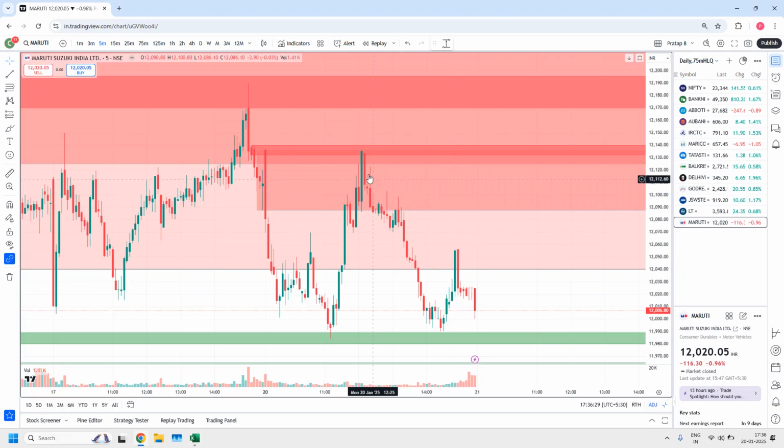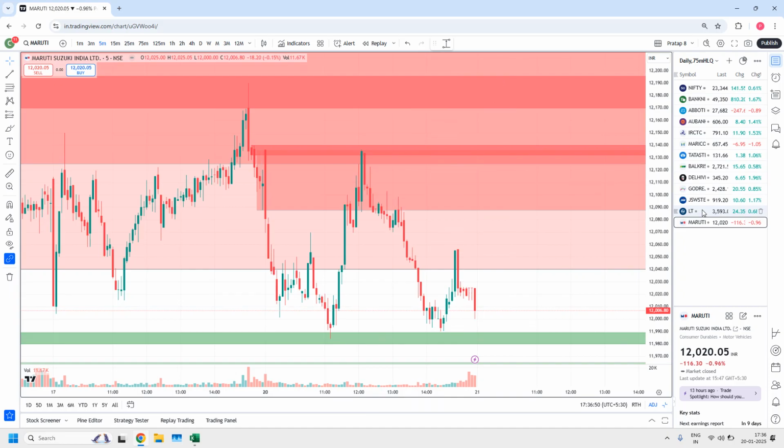And not only that, see how sharply it moved. We got the trade at 12 o'clock, the 12 o'clock 5-minute candle, and it reached the target at 2:25 in the afternoon. In less than 2.5 hours, the trade is completed. Okay, this is about Maruti.